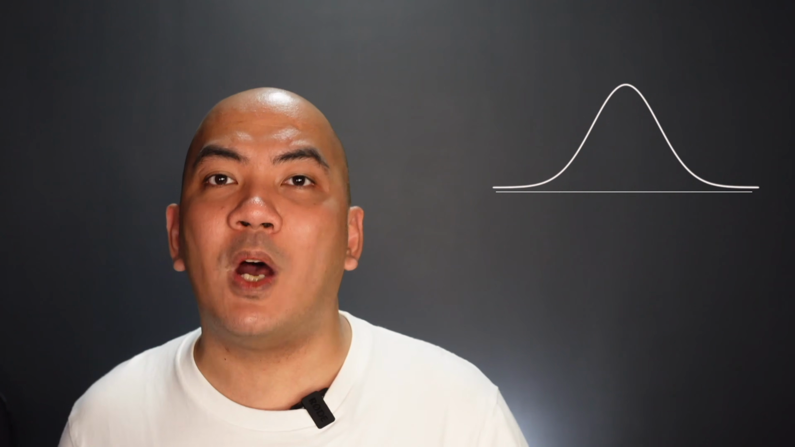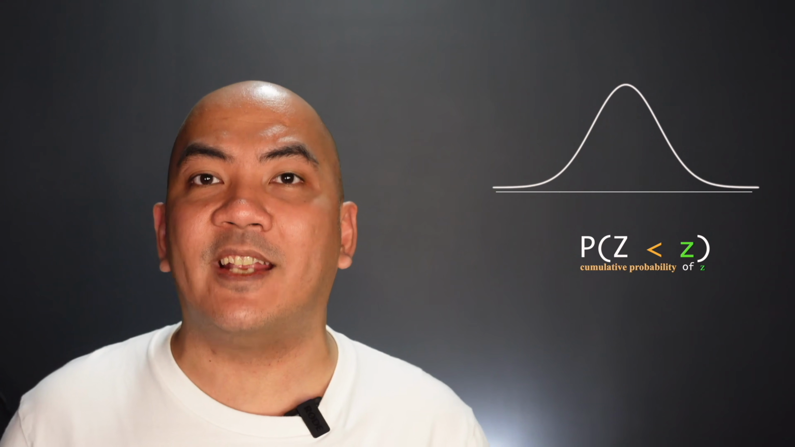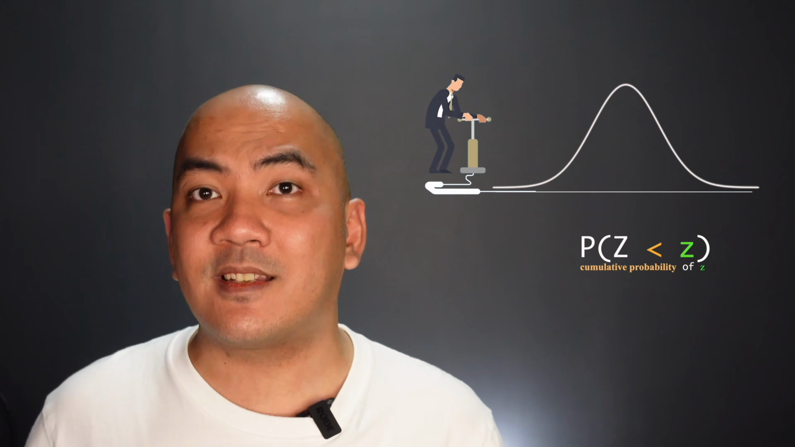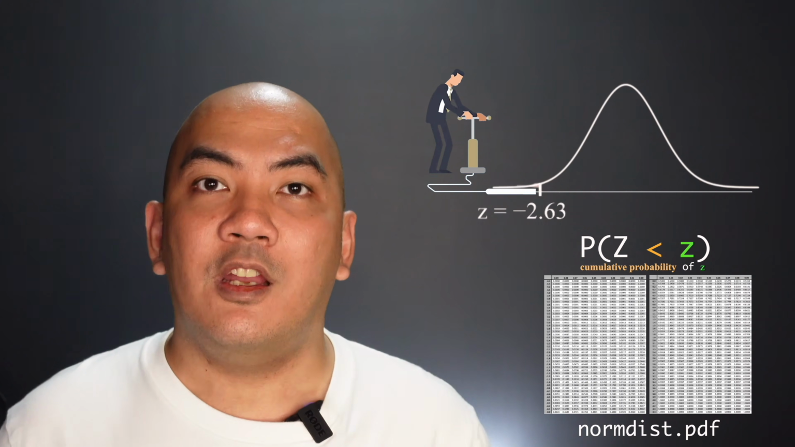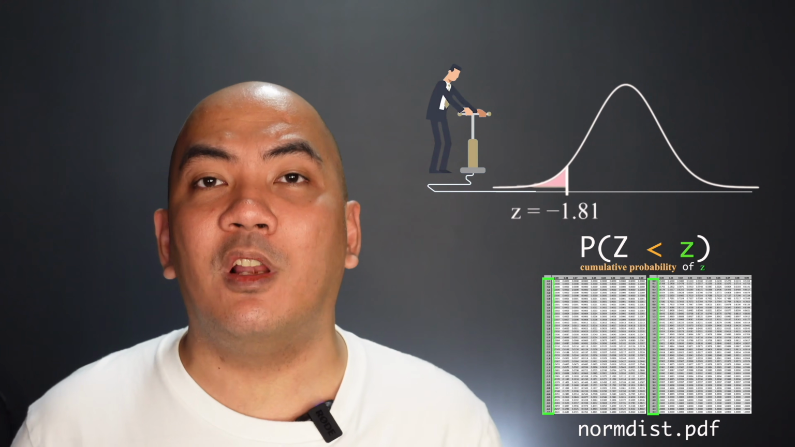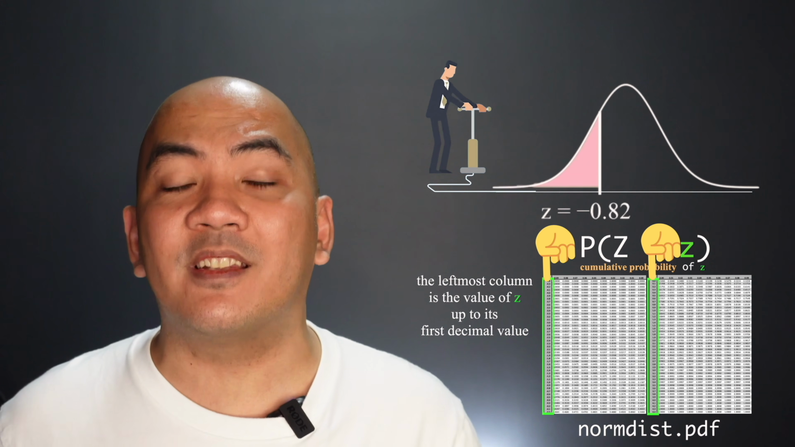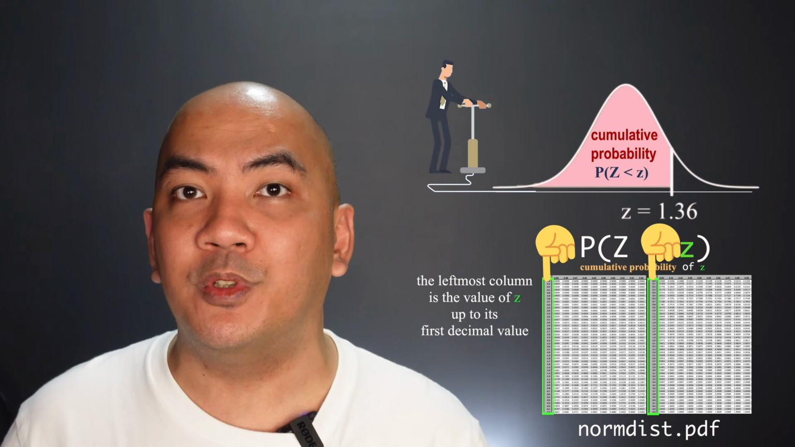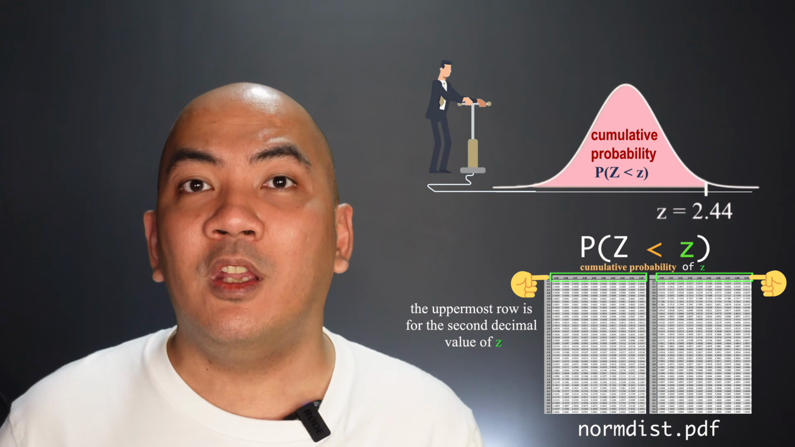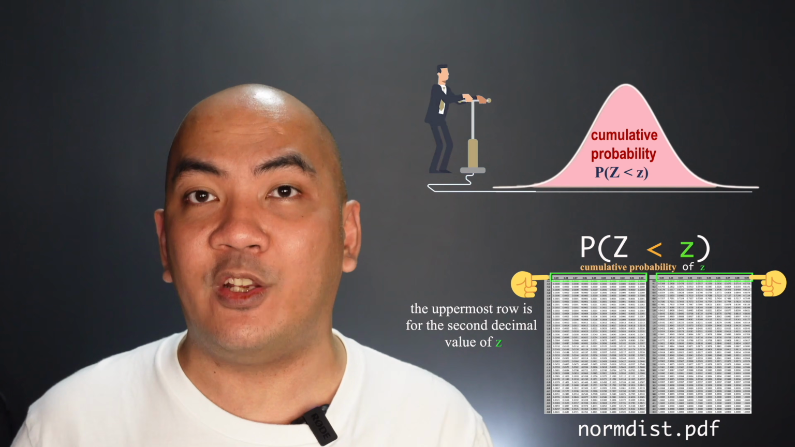In other words, if you want to find the probability of standardized random variable z less than a particular value of z, we may use this table. Just consider that on the table, the leftmost column is the value of z up to its first decimal value, and the uppermost row refers to the second decimal value of z.